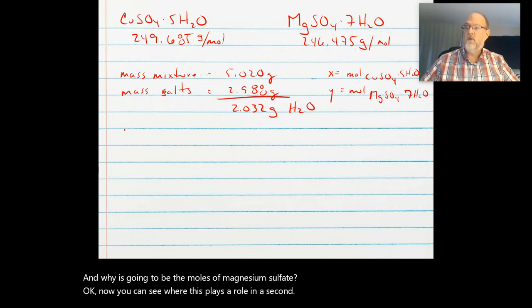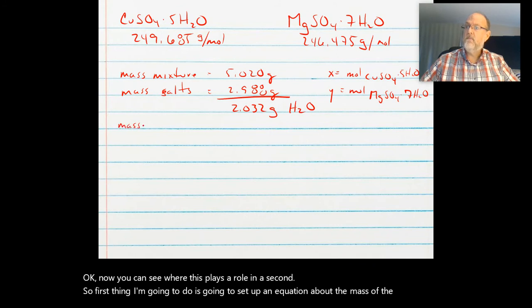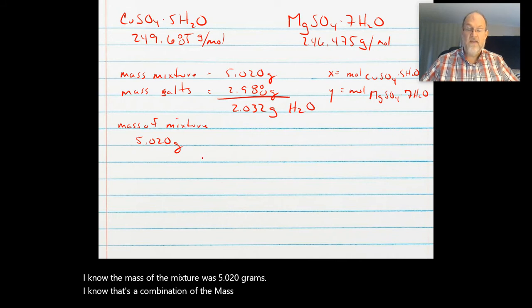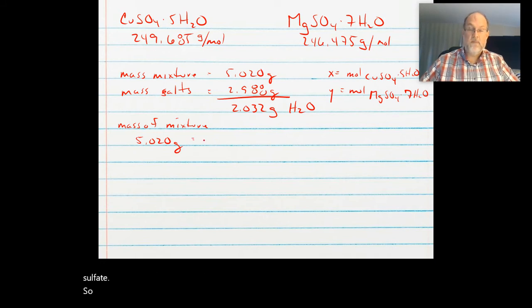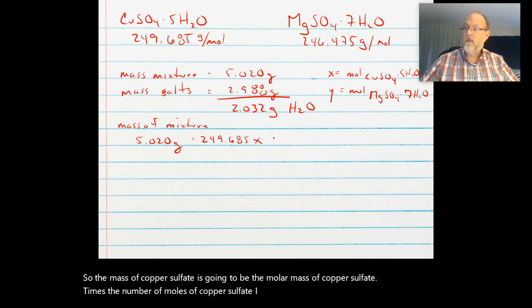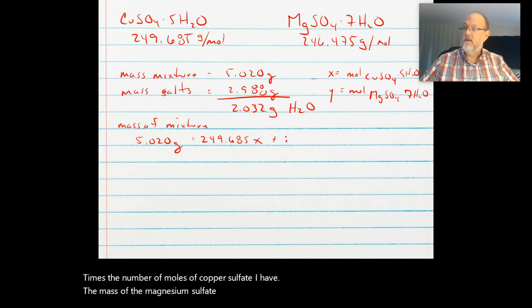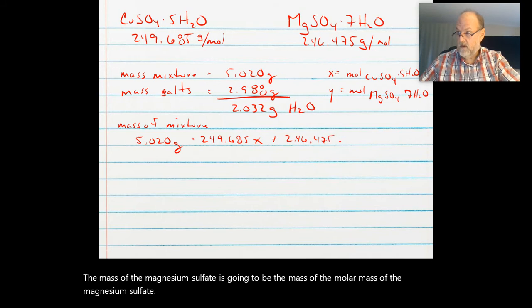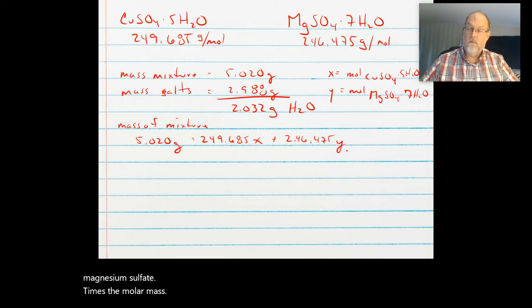So first thing I'm going to do is set up an equation about the mass of the mixture. I know the mass of the mixture was 5.020 grams. I know that's a combination of the mass of the copper sulfate and the mass of the magnesium sulfate. So the mass of copper sulfate is going to be the molar mass of copper sulfate times the number of moles of copper sulfate I have. The mass of the magnesium sulfate is going to be the molar mass of the magnesium sulfate times the number of moles of magnesium sulfate.